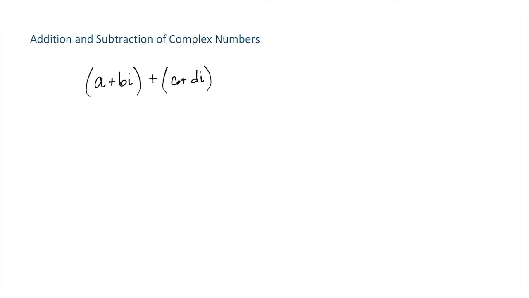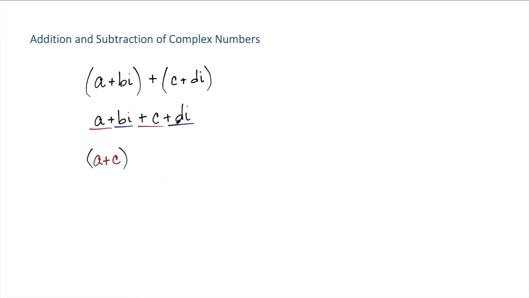Note that if I were to forget about the parentheses for a second, because the parentheses are just grouping these, recognizing those as individual complex numbers, but if I just write it without those parentheses, I see that I've got some like terms. I've got a plus c, and I could go ahead and just group that together. And then I've also got bi plus di.